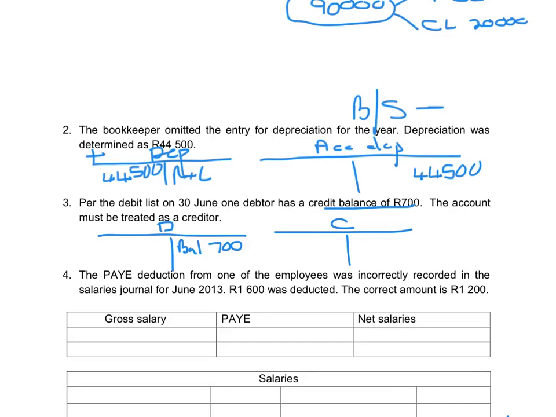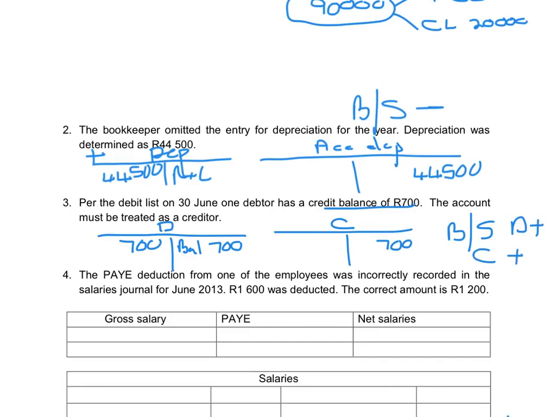So now we will transfer that. That means the debtors will be debited and the creditors will be credited. This entry will have no effect on the income statement, but in the balance sheet, you will have to show that your debtors will increase, and in the balance sheet, the creditors will also increase.